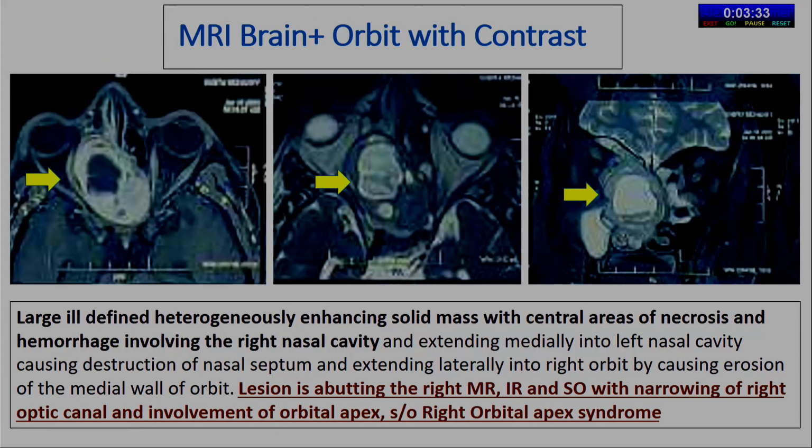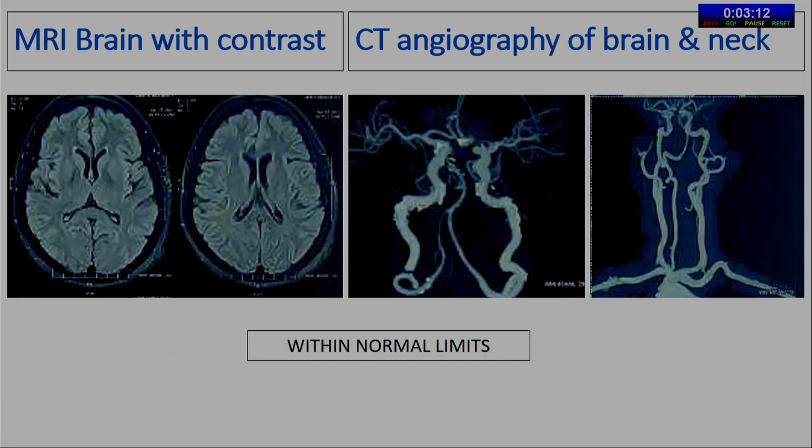On MRI brain and orbit with contrast, there was a large ill-defined heterogeneously enhancing solid mass with central areas of necrosis and hemorrhage involving the right nasal cavity. This lesion was abutting the right medial rectus, inferior rectus and superior oblique, with narrowing of the right optic canal and involvement of the orbital apex. This was suggestive of right orbital apex syndrome. The MRI brain with contrast and CT angio of brain and neck were also done, which were within normal limits.